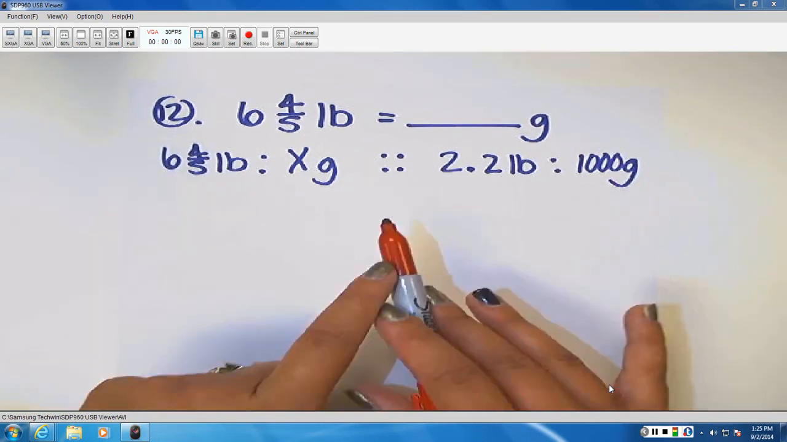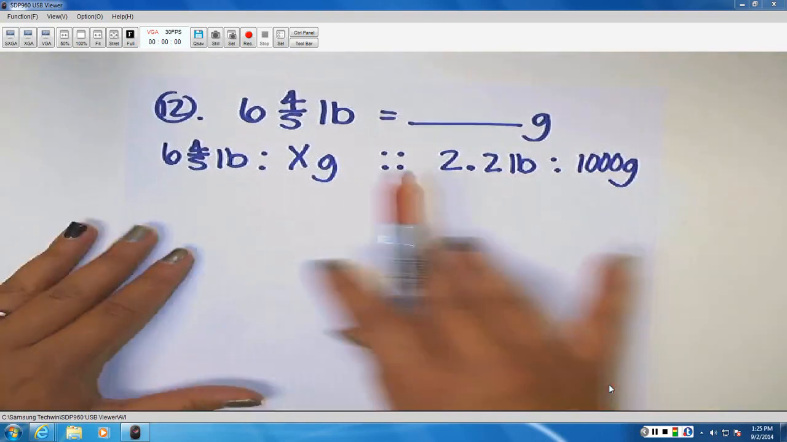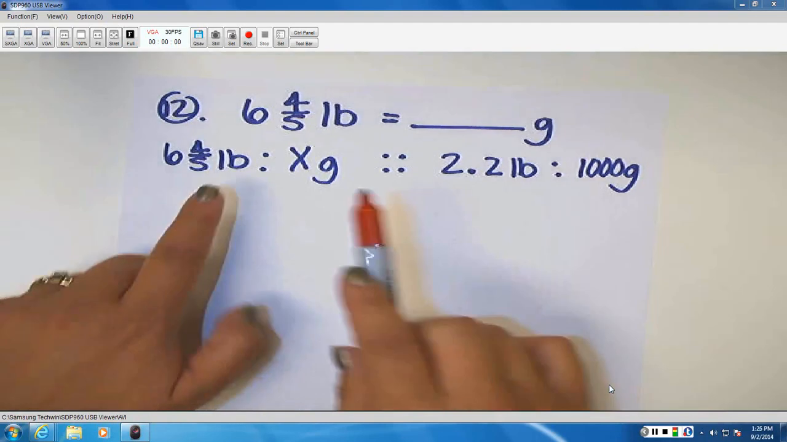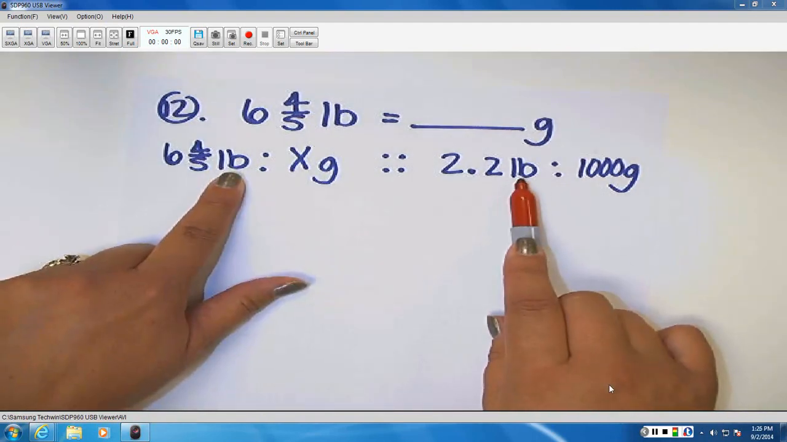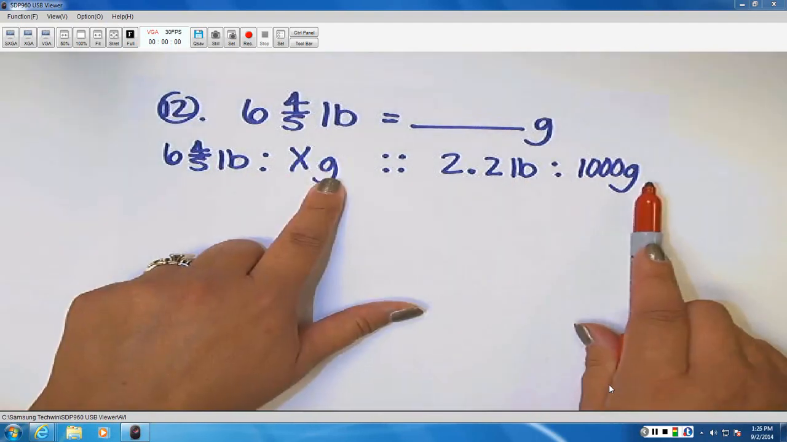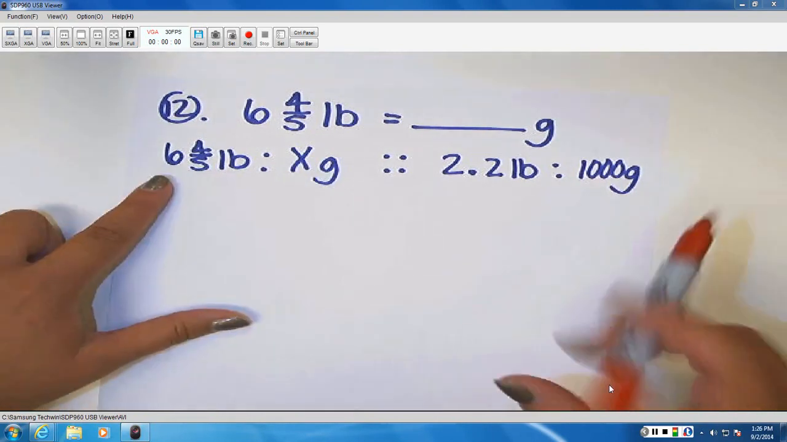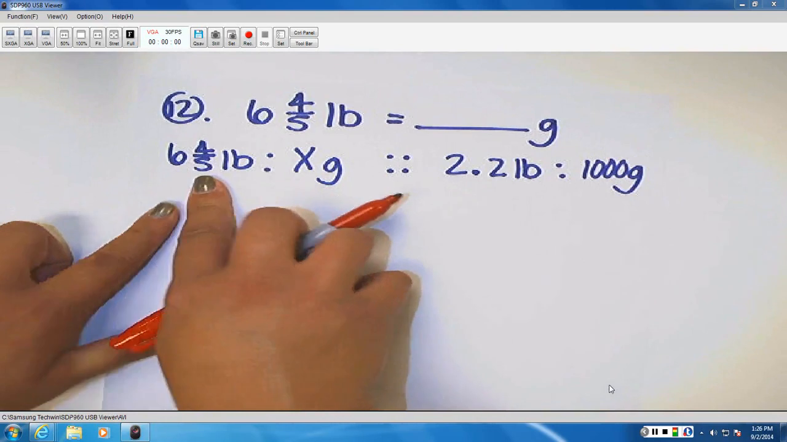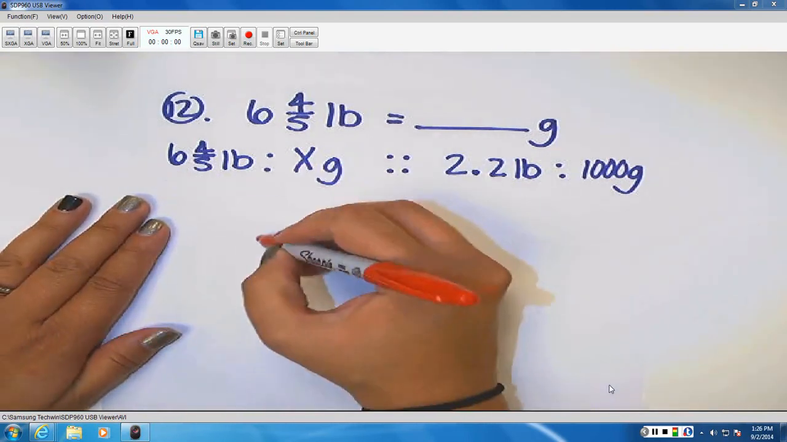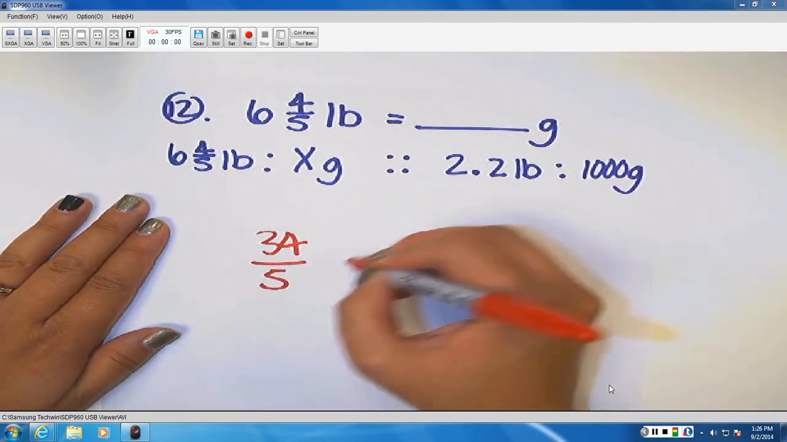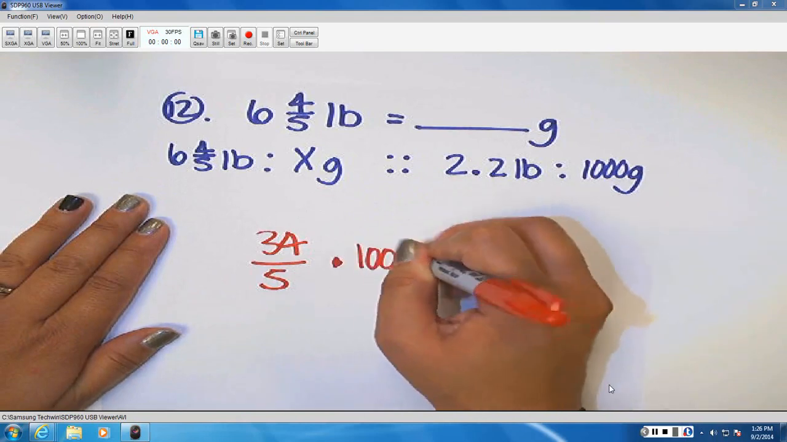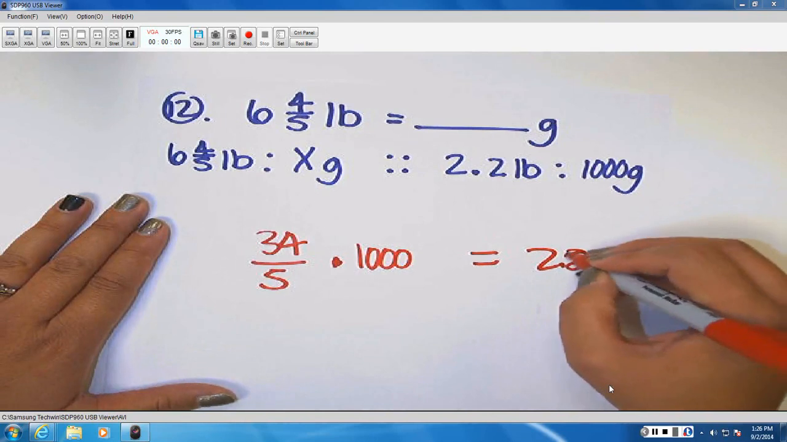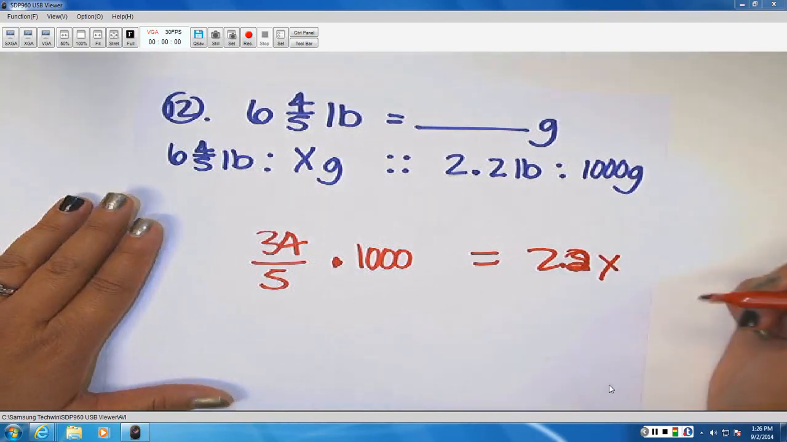So I'm going to multiply my outer numbers and my inner numbers. Again, notice that I put what was known on the right-hand side. That was fine because I made sure I listed my pounds first on both sides of the proportion and my grams second on each side. So I'm going to take 6 4/5 times 1,000. First, I'm going to take this whole number and turn it into an improper fraction, which is going to be 34/5 times 1,000. And this is going to be 2.2x.